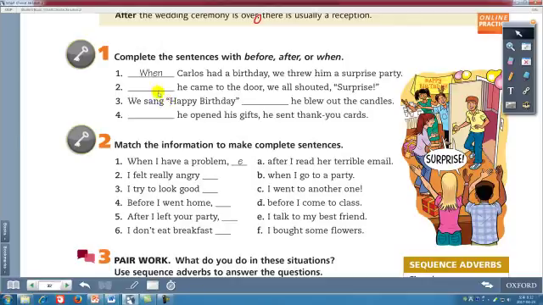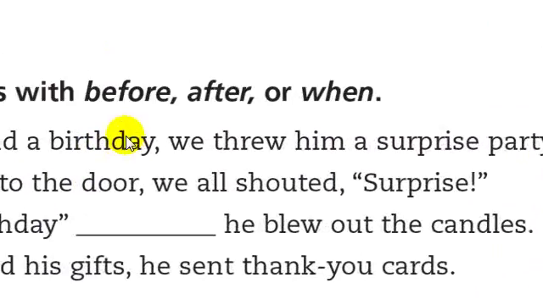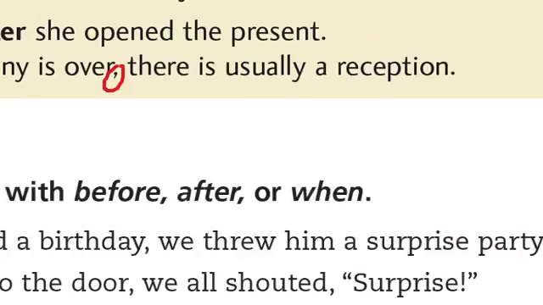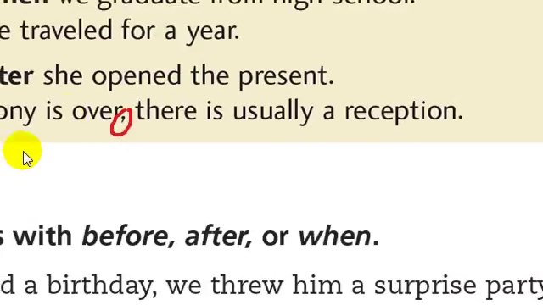Okay, let's jump to number 2. Okay, blah blah blah, he came to the door, we all shouted, surprise! Okay, so what would we use here? Well, we could probably use when, or probably after. When he opened up the door, that's when you burst out and you yell surprise. So our best answer for number 2 would probably be after.